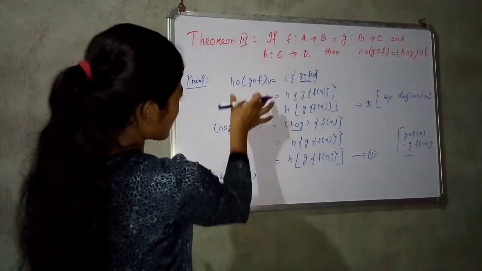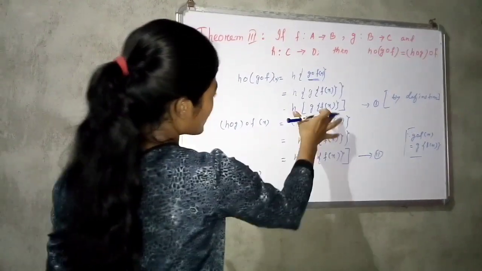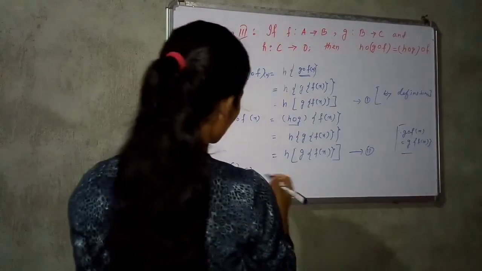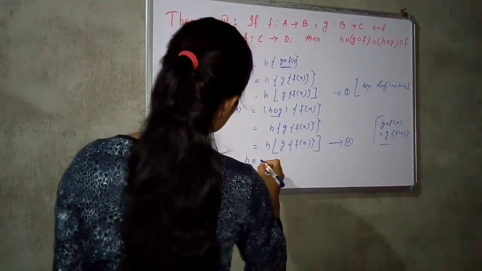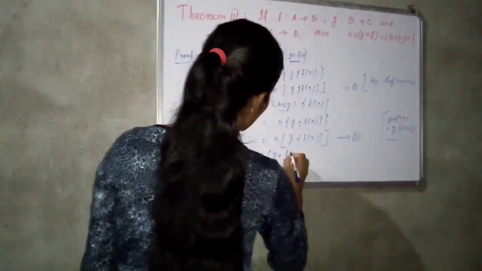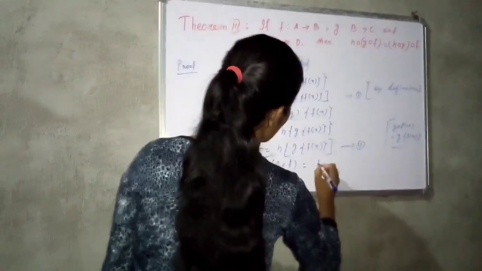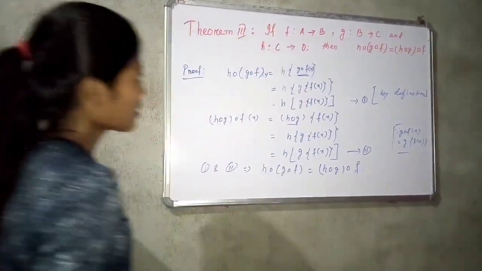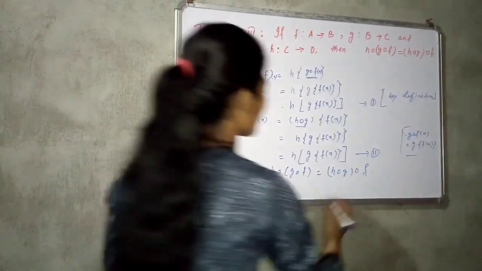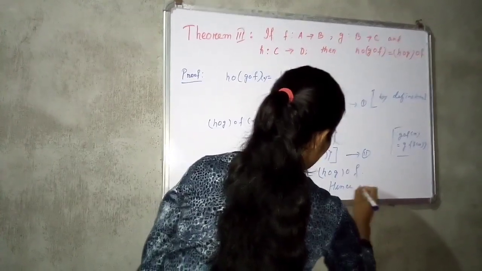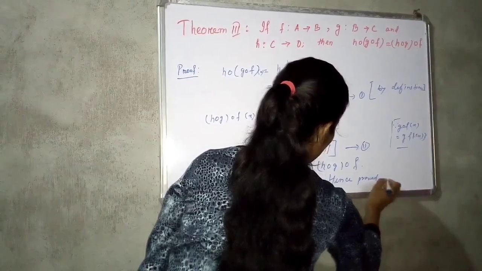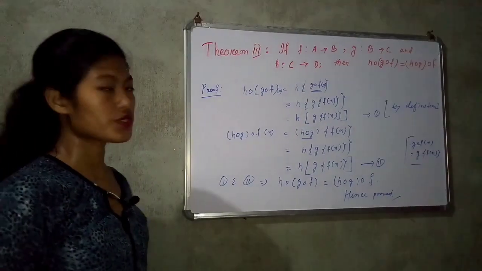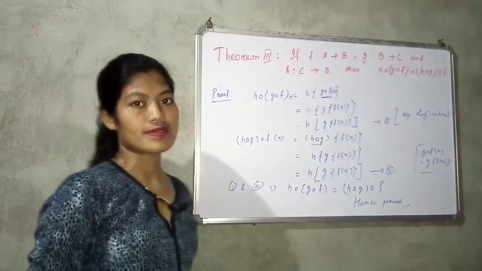From equations 1 and 2, directly we can write this equal to this, because we already have the right hand side equal. Therefore, from 1 and 2, we can write h naught of g naught of f of x equals h naught g of f of x. Hence the theorem is proved. So you can see here the whole proof of this theorem. So this is done.